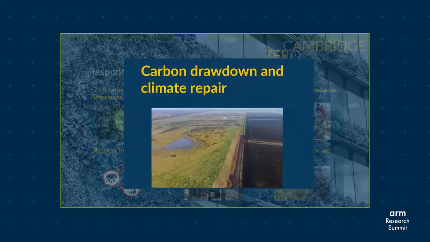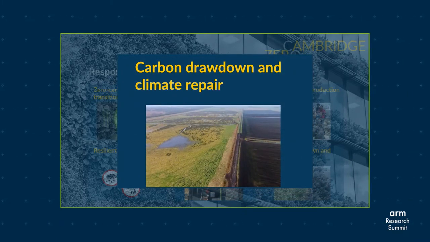And then the sixth thematic area that we have is around carbon drawdown and climate repair, looking at ways in which we can either use technology or the natural world to help to draw down the amount of carbon dioxide and other greenhouse gases in our atmosphere, and thereby limit the amount of climate change.